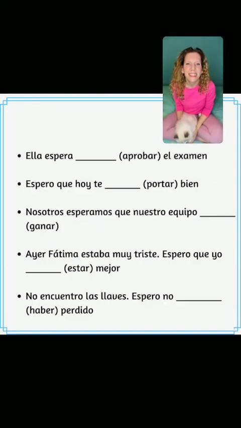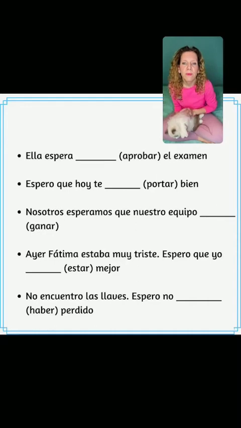So let's start. Ella espera el examen. So, ¿qué es subjuntivo? Have you understood what subjunctive is? Let's wait for a second. Have you understood what subjunctive is?